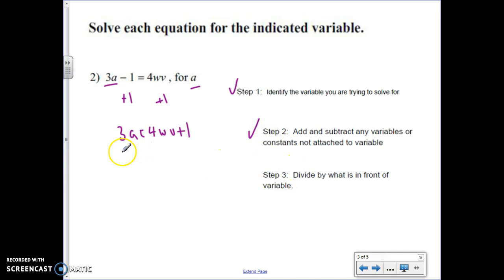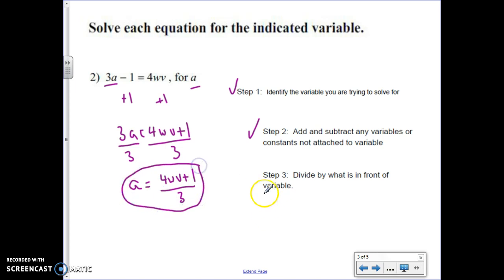Now I'm just dividing both sides by what's in front. I'm going to divide both sides by 3. So I end up with a equals 4wb plus 1 over 3. Final answer. Okay. All right, so then I'm going to do one more, and you guys are going to try one, and I'm going to check it with you.